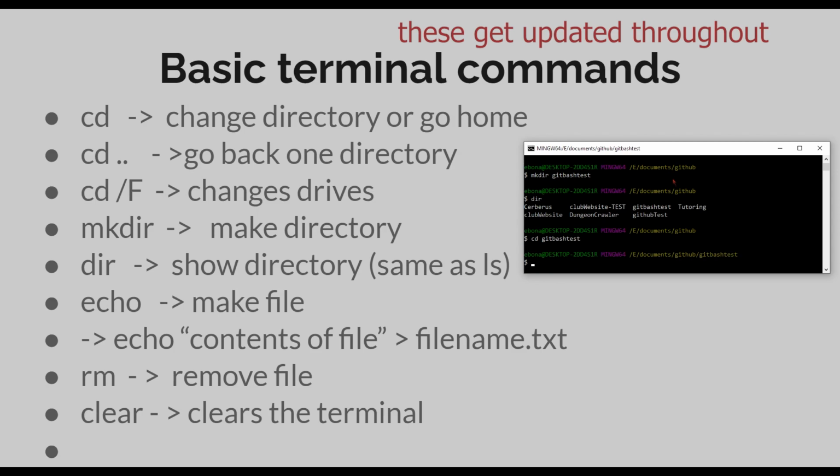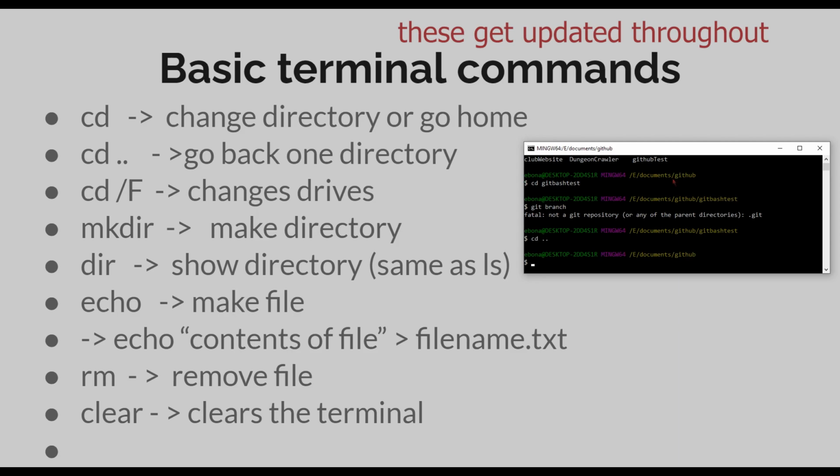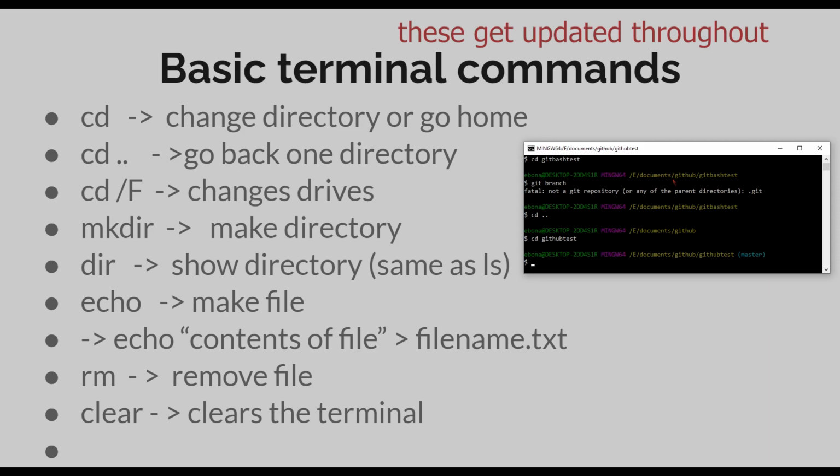And type git branch, not a git repository, because we didn't initialize it. Okay. But anyway, so you can make a directory, make folders, etc. So I'm going to go back into one that I actually know is a repo, which is GitHub test, and it shows my master branch.